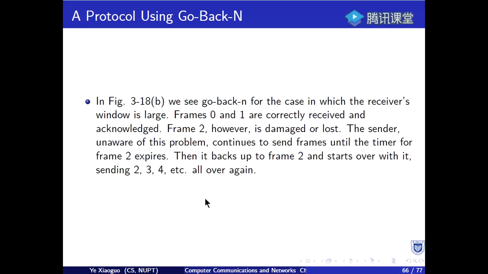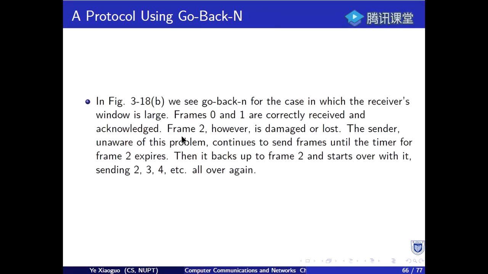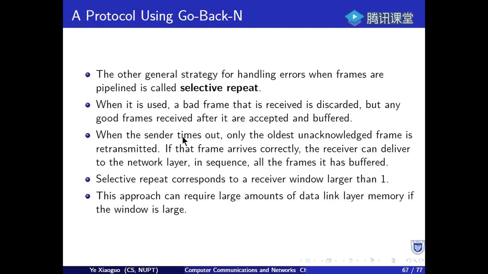Figure 18 is for the case in which the receiver's window is large. Okay, we will not illustrate it. Then the improved version of go back n is selective repeat, another general strategy for handling errors when frames are pipelined.